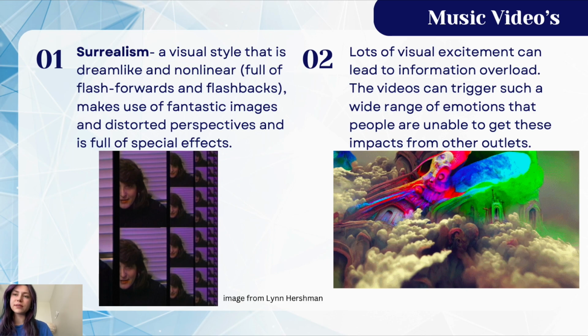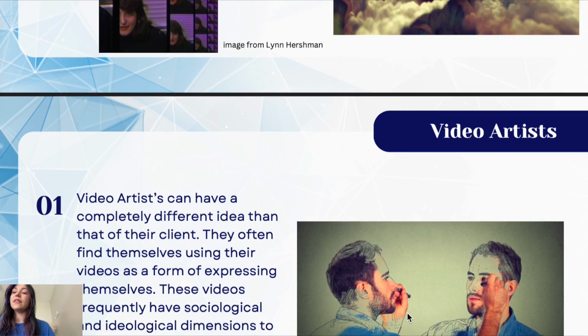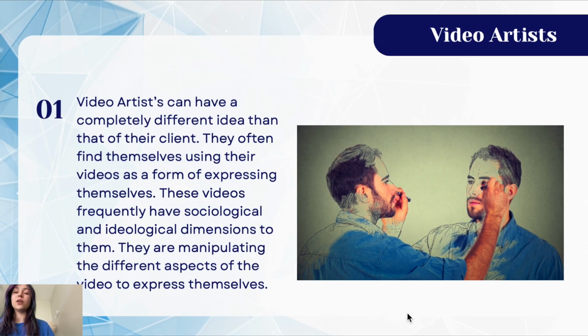of special effects. As you can see in this image below from Lynn Hirschman, which was used in the textbook, it's very dreamlike and uses distorted perspectives with the different frames within the picture. So there's lots of visual excitement, and it can lead to information overload. The videos can trigger such a wide range of emotions that people are unable to get these impacts from other outlets. So as you can see in this picture over here, it uses distorted perspectives and fantastical images, and it's more dreamlike. And then in the next slide, we're going to talk about video artists.